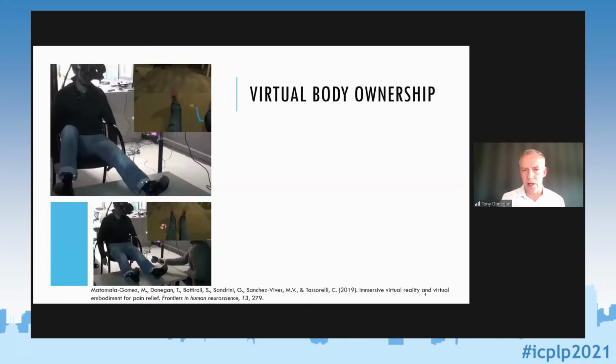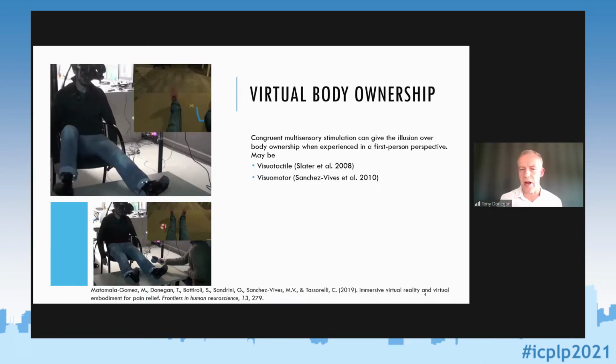This is a concept that came about over 10 years ago now when Mel Slater at the University of Barcelona reproduced the rubber hand illusion using virtual reality with congruent visuo-tactile stimulation. And this also works with congruent visuo-motor stimulation. So with motion tracking, if you move your real limb and the movements of your virtual limb are matched, you can experience ownership and agency over that body, especially when it's experienced from a first-person perspective.